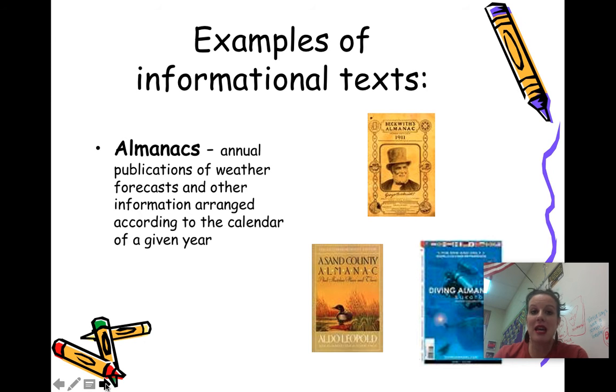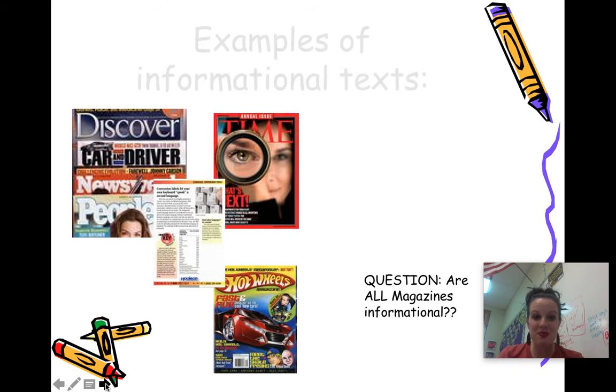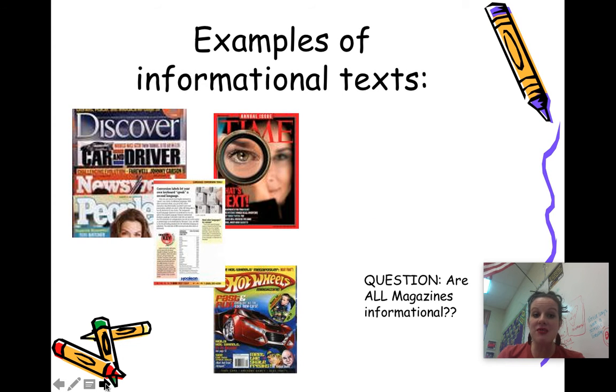Almanacs. Oh man, I bet you haven't seen an almanac, but probably your teacher is like, I remember those. These used to be yearly publications that had the weather in them. How do you check the weather now? On your phone, right? Or sometimes you listen to the news and the meteorologist comes on and tells you the weather forecast. But it used to be printed and arranged according to the calendar. There are lots of different examples of informational text.